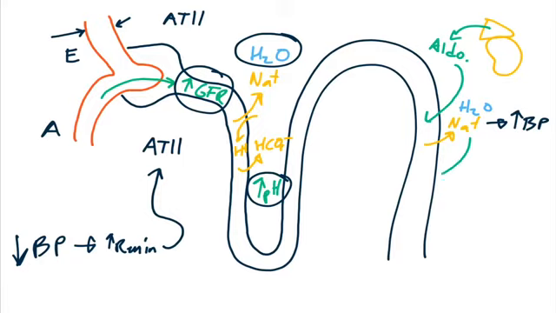Aldosterone also acts on the alpha cells of the collecting duct to increase the secretion of acid into the urine and the reabsorption of bicarb. Of course, this will increase serum pH.